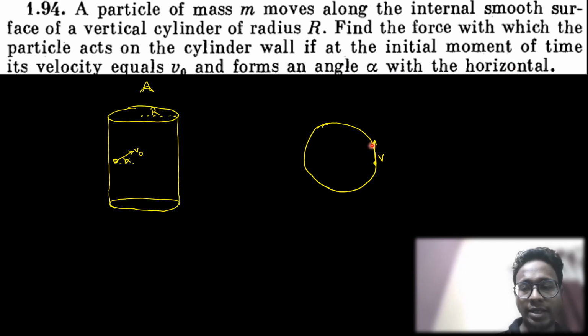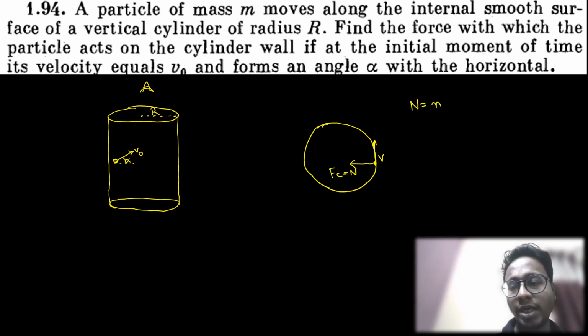That means if the particle is rotating around here, what is the force that is keeping the particle on the circular orbit? The centripetal force. And who is giving the centripetal force? The normal reaction force. And we have to find the value of that normal reaction force, also called the centripetal force. We know centripetal force is equal to mass into centripetal acceleration. So normal reaction force is equal to mass into centripetal acceleration. What is the centripetal acceleration here? v square by r, where r is the radius of the circular orbit.